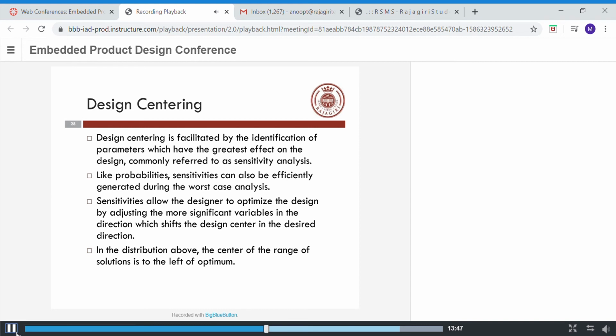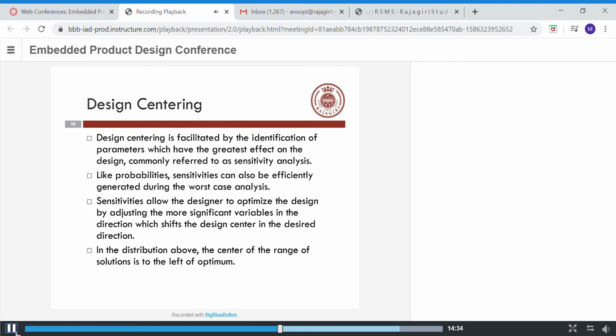So we were speaking about design centering. When you are trying to design something, there are certain parameters which are very sensitive. For example, for a moisture sensor, water-based resistivity is something which is very critical. If you are having a temperature sensor, the sensitivity of the thing to the temperature will be very critical. So there is something called sensitivity analysis. It basically identifies the parameters which have the greatest effect on the design.